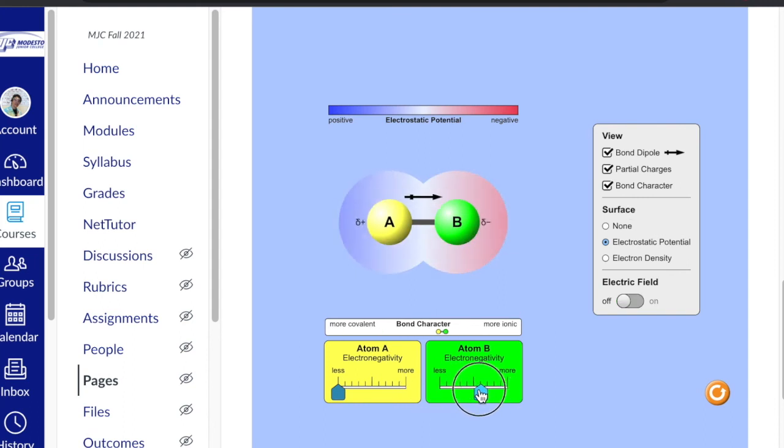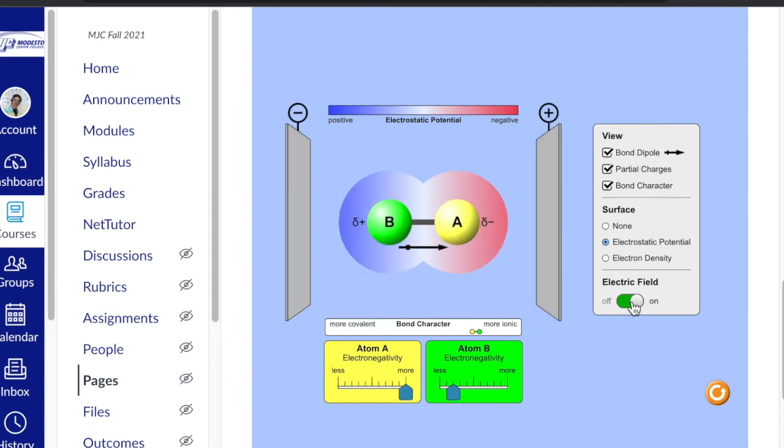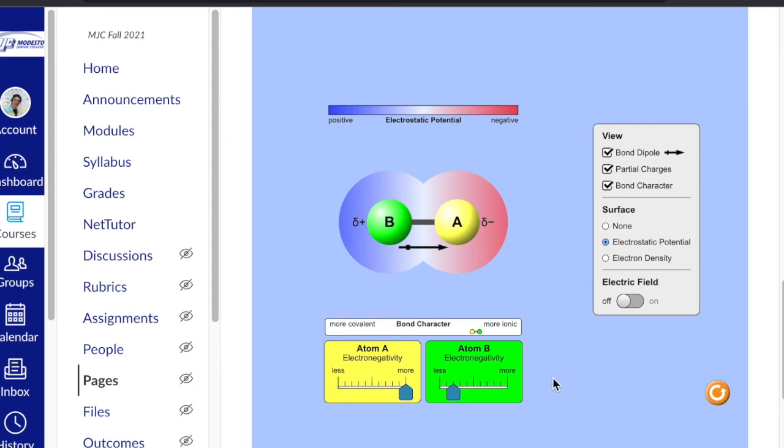So you can play around with this and see, you can make the other atom more electronegative and have it flip around. So this is in case playing around with it hands-on, so to speak, can help you understand what bond polarity is.